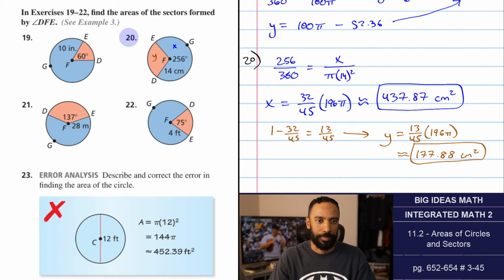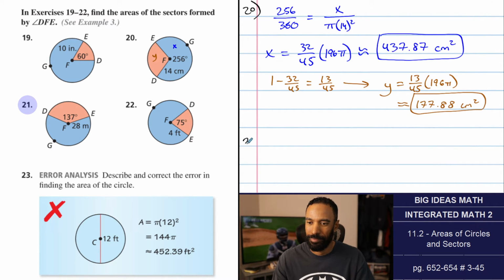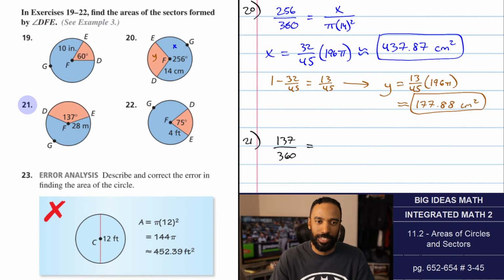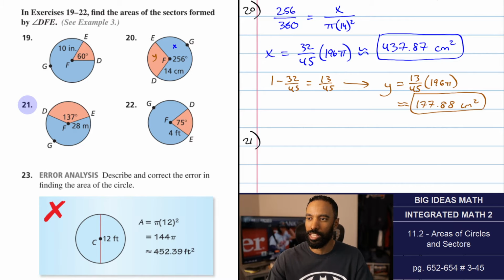Okay, number 21. I don't think this fraction will reduce. 137 feels prime. I don't think that one reduces. Whatever. 137 is out of 360, and I'll leave it like that. This x, let me use those colors. Hold on. Let me bring this back. Actually, here, let's do this. Now we understand the proportion aspects, I hope. We can probably go straight into it.